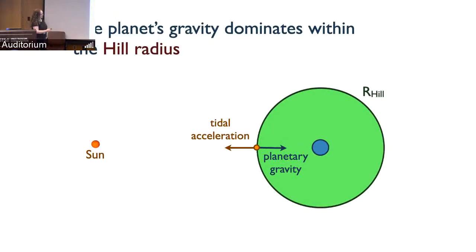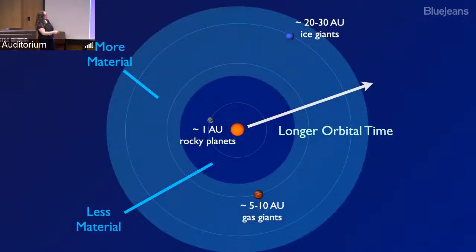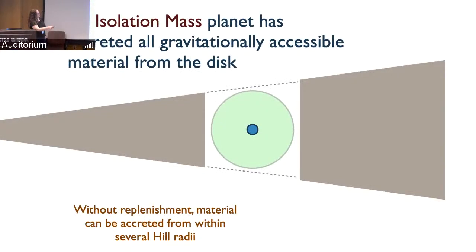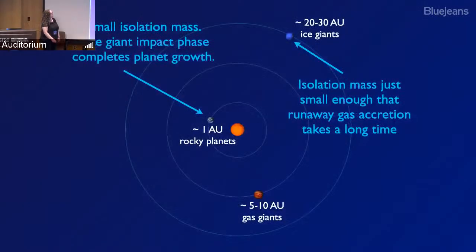And just to dig in just a tiny bit deeper, a critical component of this story is that the planet's gravity dominates within its Hill radius. So that's where the tidal acceleration is less than the planetary gravity. So that's where you can have a moon orbiting, right? You stick a few Hill radii into your disk. That's where you can grab the material nearby you. This is called an isolation mass. You accrete all that gravitationally accessible material from the disk within several Hill radii.